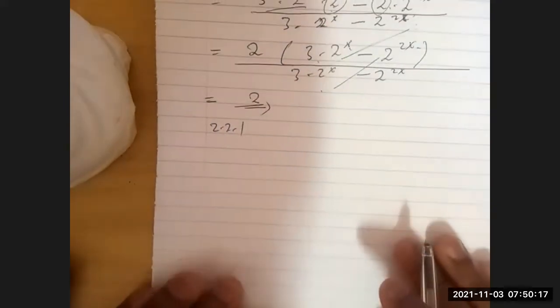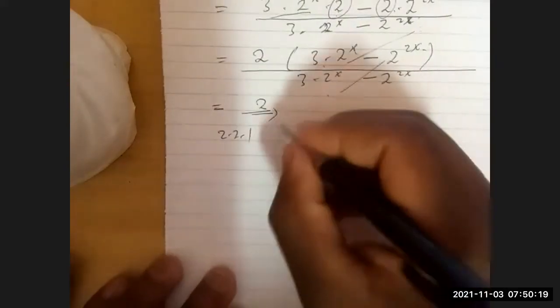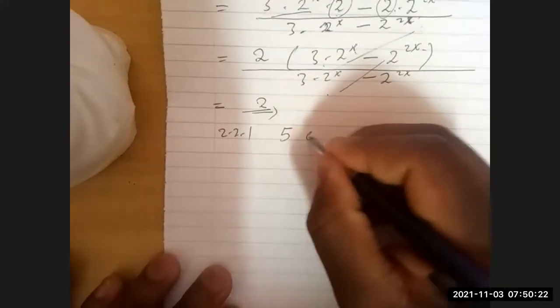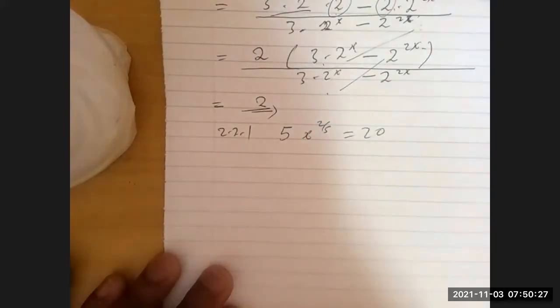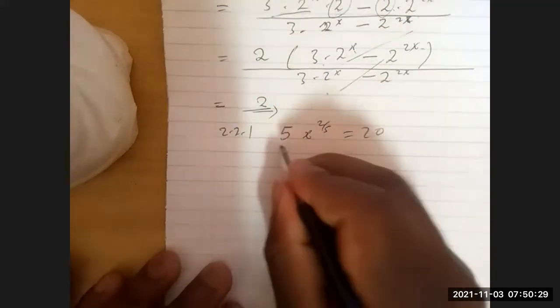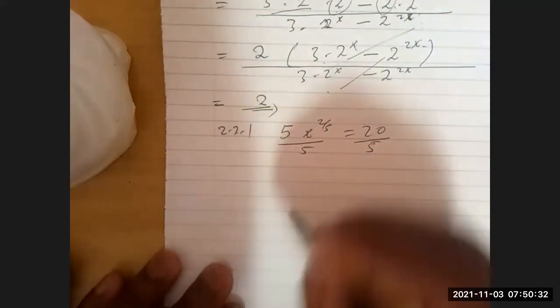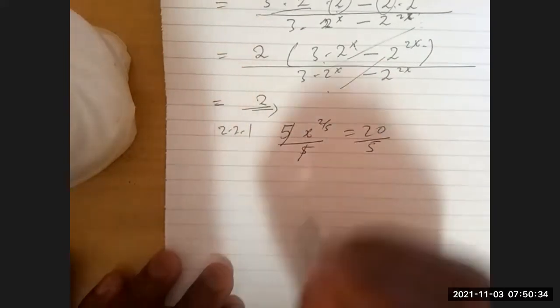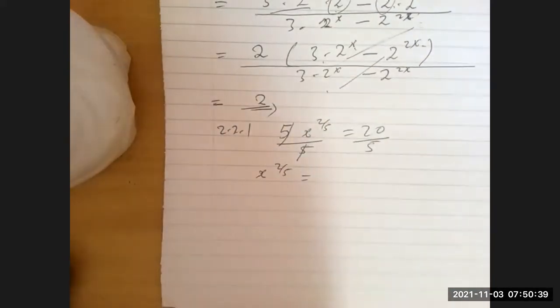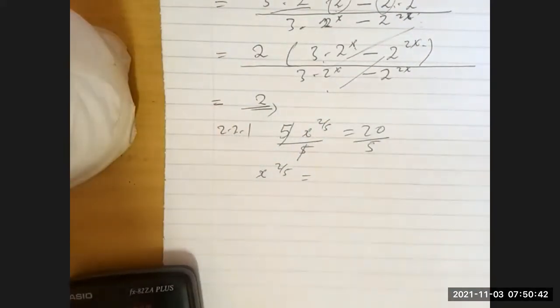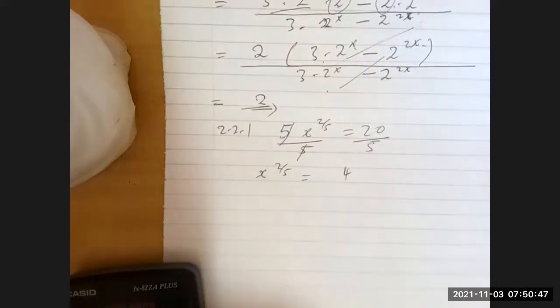So this is 2.2.1. Which technique are we going to apply on this question? Rationalizing exponents, right? So we have 5x exponent 2 over 5 is equal to 20. What is the first thing that we have to do here? The first thing is to divide both sides by 5. So this 5 is going to take care of this 5. And what are we going to remain with? We're going to remain with x exponent 2 over 5 is equal to, what is 20 divided by 5? 20 divided by 5 is 4, right?